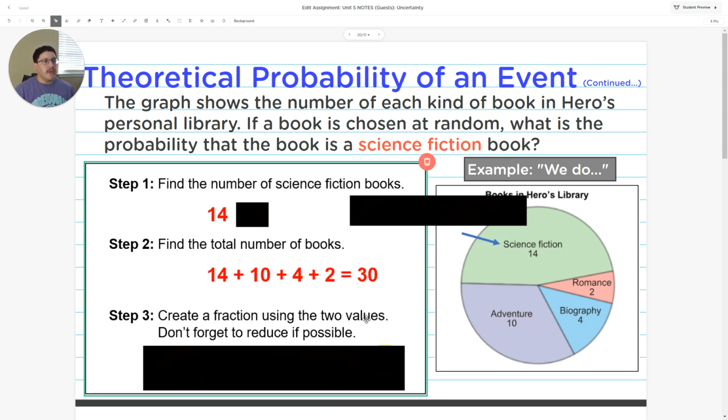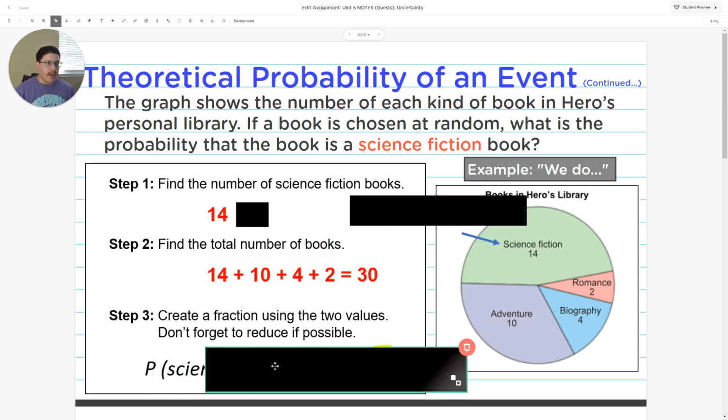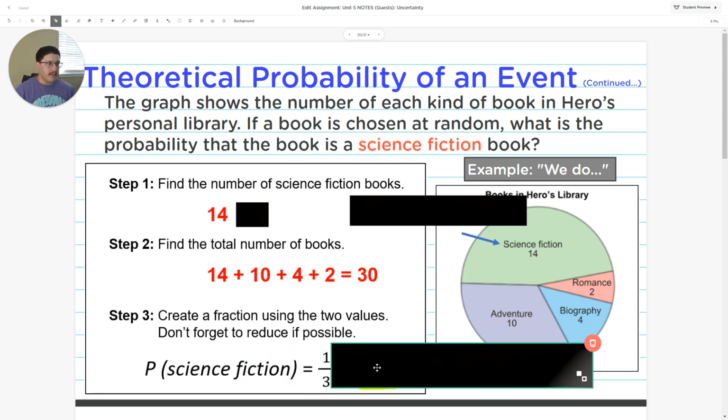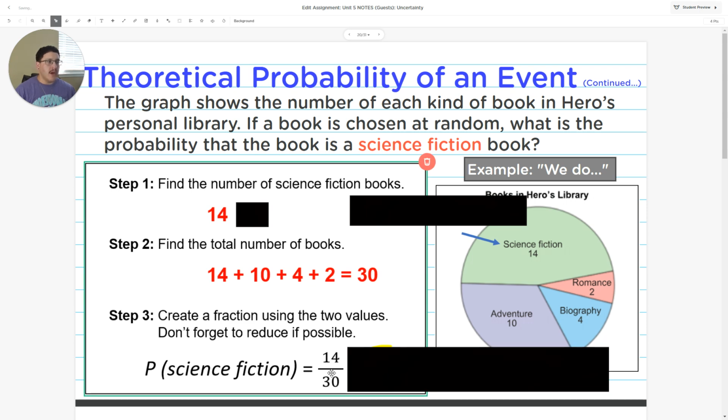Now, create a fraction using the two values. Don't forget to reduce if possible. The probability of choosing a science fiction book is 14 over 30. 14 is what we're choosing, the amount that we want to choose, and 30 is the total amount, period.